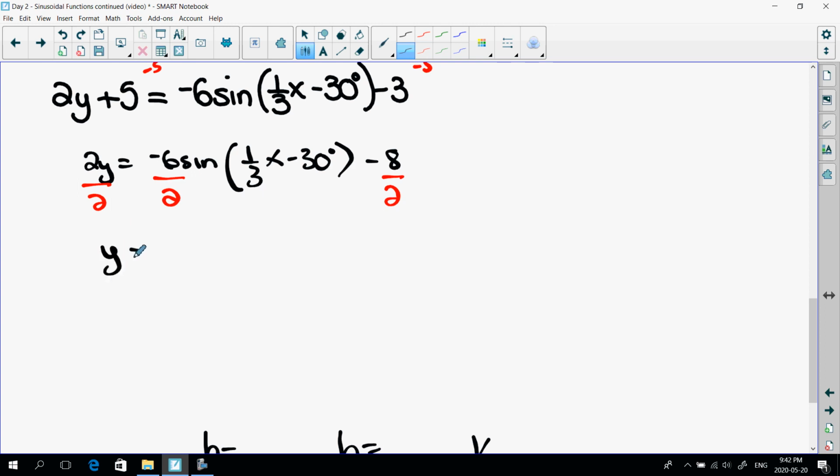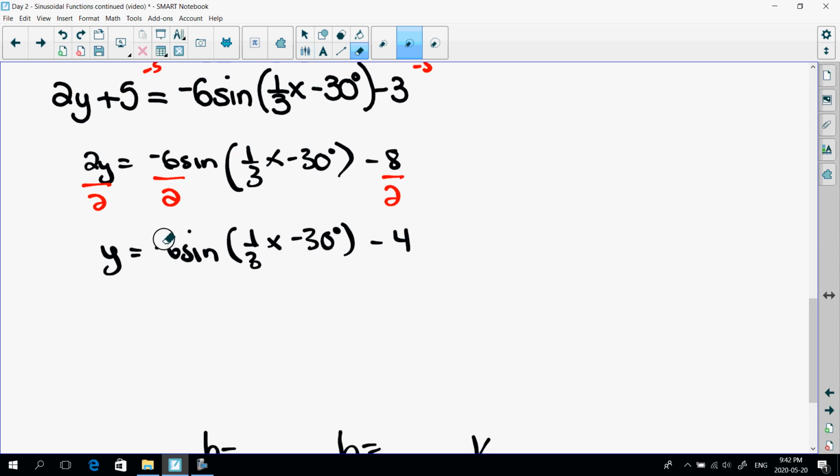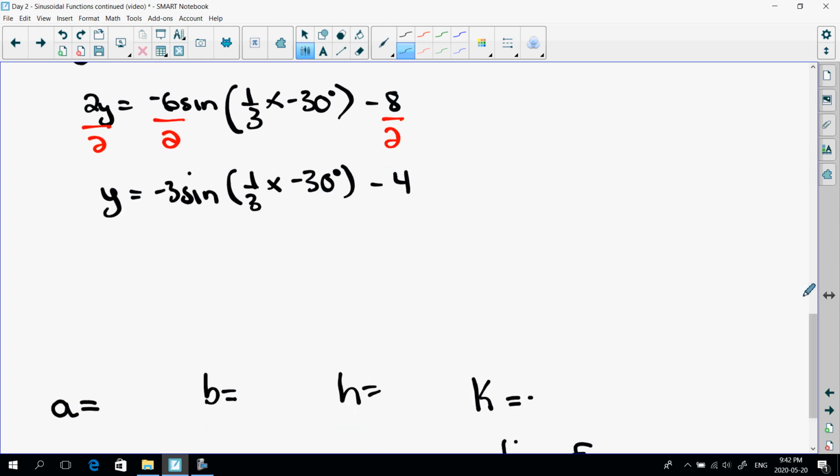This gives me y equals -6 sine 1/3 times x minus 30 degrees, close the bracket, minus 4. I did not divide the -6 by 2. That should be a -3. My bad. Okay. Am I done?